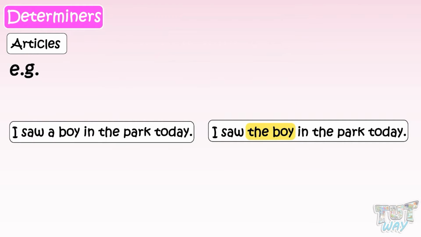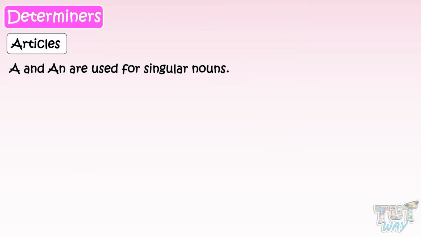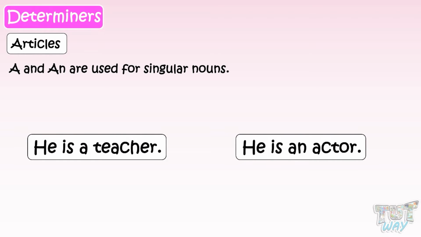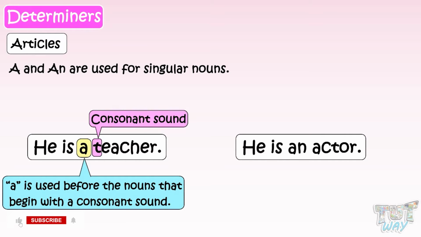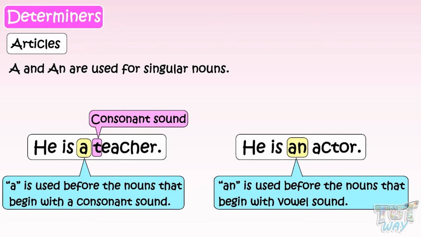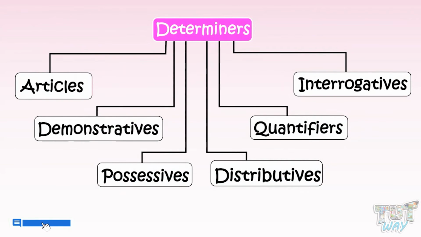We very well know that a and an are used for singular nouns. And also we know rules for using a and an. A is used before the noun that begins with a consonant sound, and an is used before the nouns that begin with vowel sound. So we learned about the first category of determiners, that is, articles.